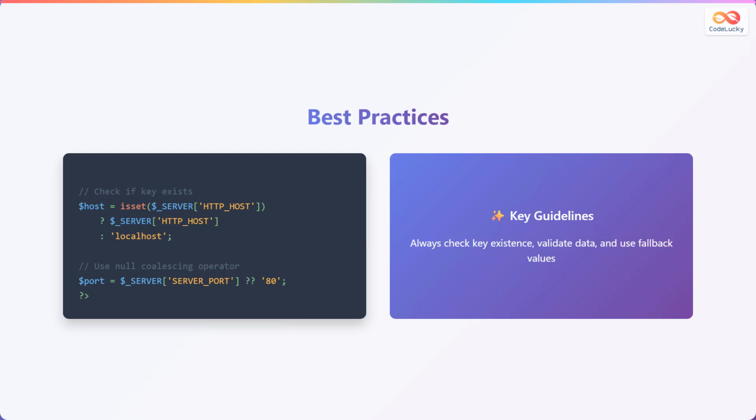Finally, let's discuss some best practices for using the $_SERVER superglobal. Always check if a key exists before accessing it to avoid errors, using isset. Use the null coalescing operator, represented by two question marks, to provide fallback values for variables that might not be set. These practices ensure your code is robust, handles missing values gracefully, and avoids unexpected errors.